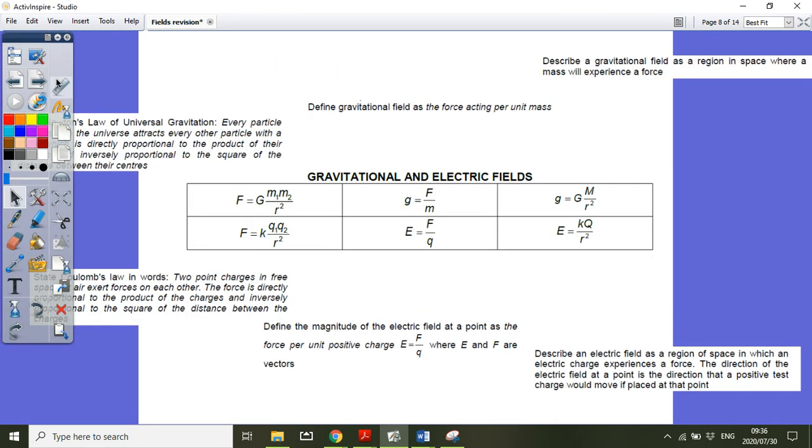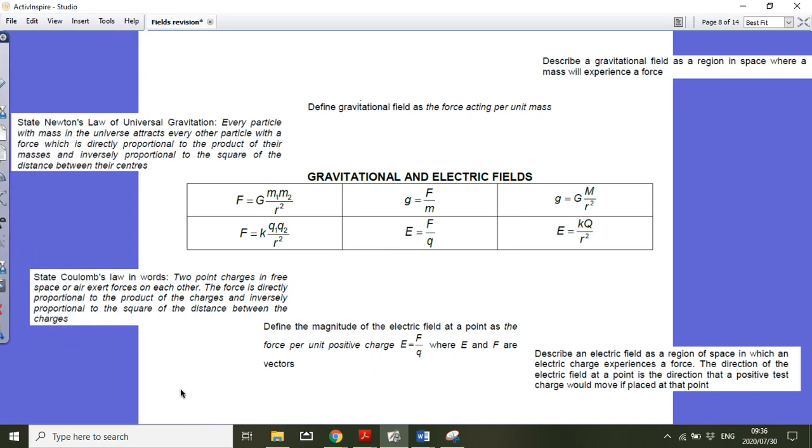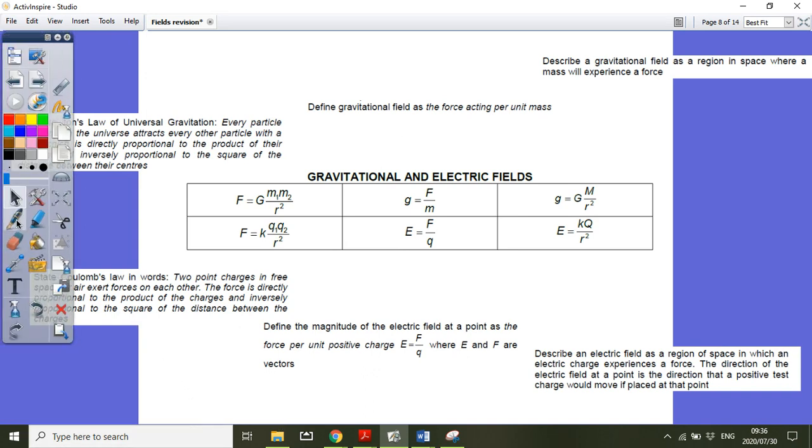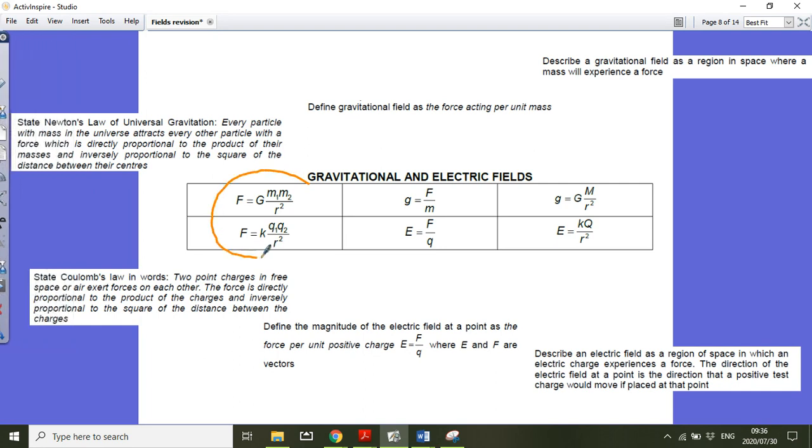Now, this is what is important. Using your information sheet. If you look at the information sheet, I said the first column gives you your laws. Newton's law of gravitation: the force between two masses will be directly proportional to the product of the masses and inversely proportional to the distance between them squared. See, now you don't have to learn it. Coulomb's law: the force between two charges is directly proportional to the product of the two charges, inversely proportional to the distance between them squared. Again, now you don't have to learn it.